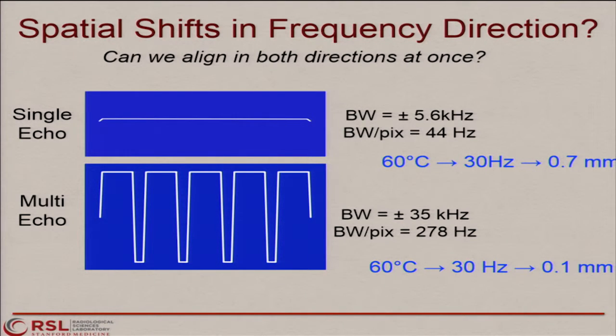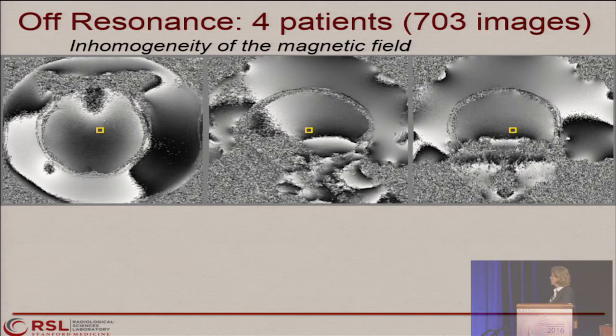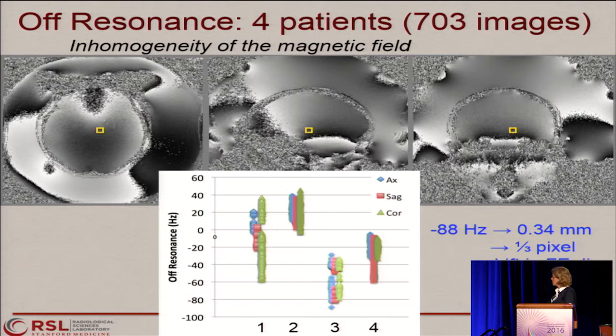Are there other reasons why there could be spatial shifts in the frequency encode direction? Because we have those multiple echoes at different echo times, we can make field maps and quantitate what the off resonance is and what the spatial shift would be from that. So that's what I've done here, where in 703 images across the patients that had the multi-echo images, I acquired the field maps, and in all of those images, I looked at a 3x3 region of interest around the target and quantitated the off resonance. And the results are shown here for our 4 different patients, split out into the different axes. It's not really very interesting.